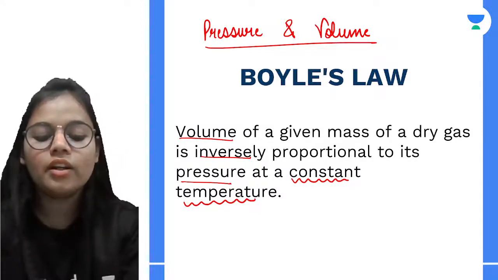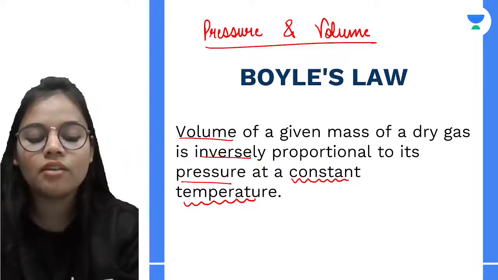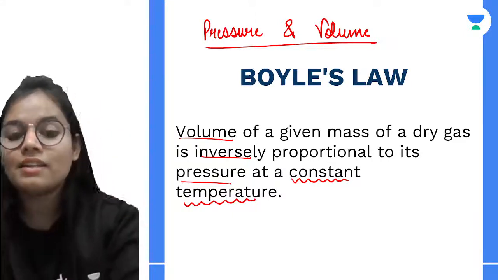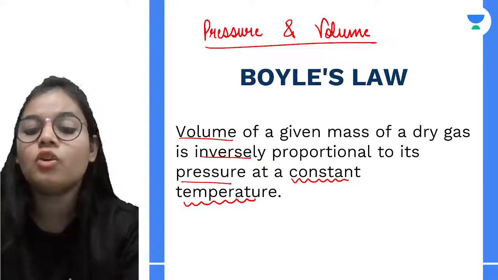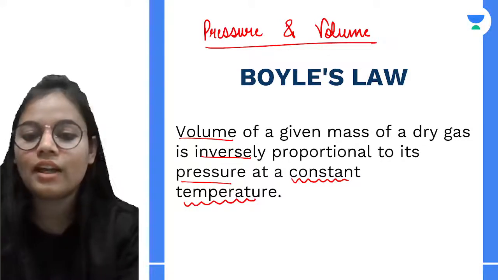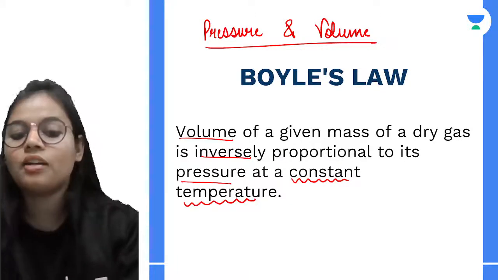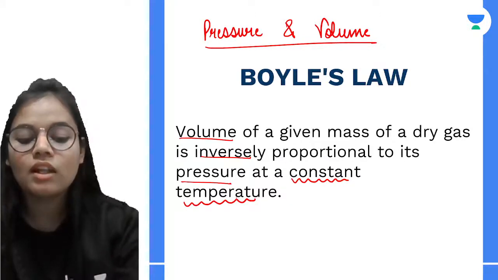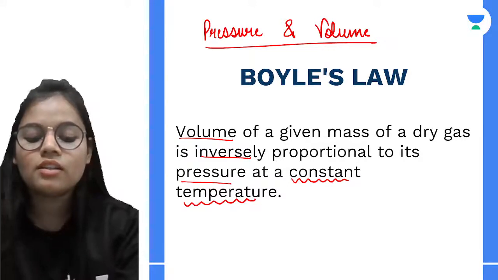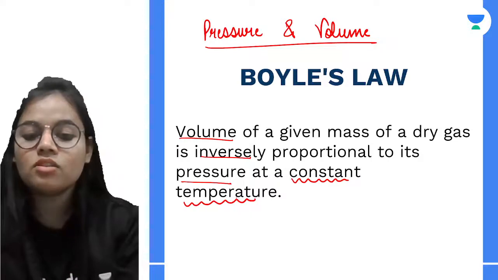Okay, so what did Boyle say? Boyle said that the volume of any given mass of gas is inversely proportional to the pressure at constant temperature. So what are the things to be noted over here? That volume and pressure are inversely proportional, and here the temperature is kept constant.